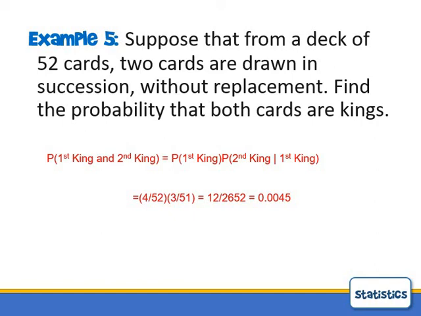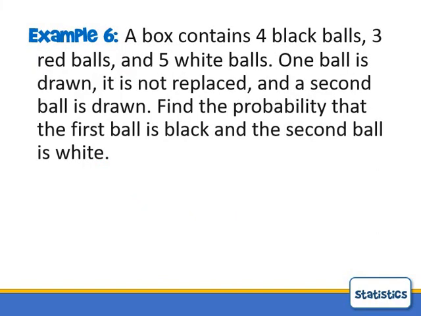So you multiply them together, you get fractions with some large numbers here, 12 out of 2652, which if you divide out as a very small decimal, it's a very small probability, less than 1%, that if you draw 2 cards at random, you get 2 kings. You get 0.0045.